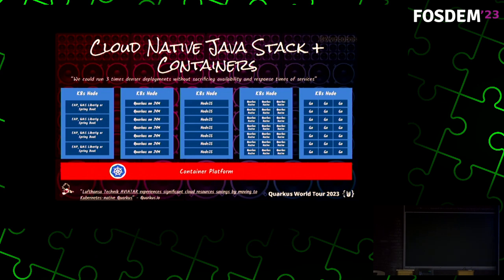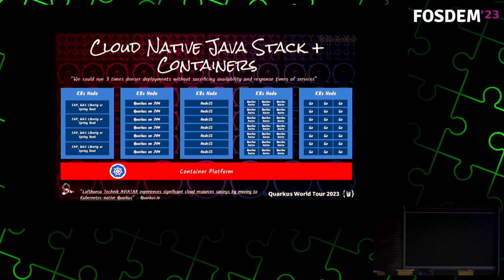If you look at Quarkus on the JVM, you already have quite a bit more density, which means that if one of these goes down or needs to be rescheduled, you still have maybe 70% or something. That's still up.